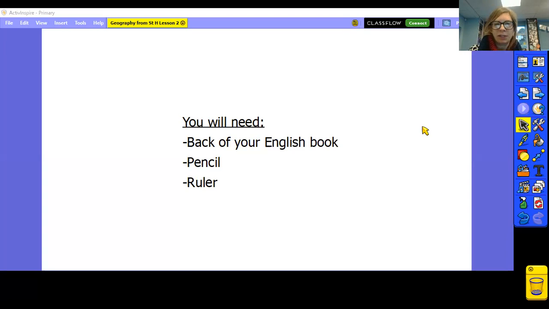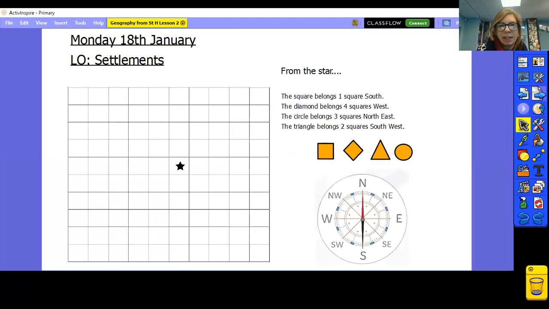So we've not done any geography yet this term. Geography is when we learn about the world around us, and we look at things like the weather or landscapes or different features of places and things like that. Okay, so today for our lesson you're just going to need the back of your book, a pencil and a ruler. And I'm going to take you through.